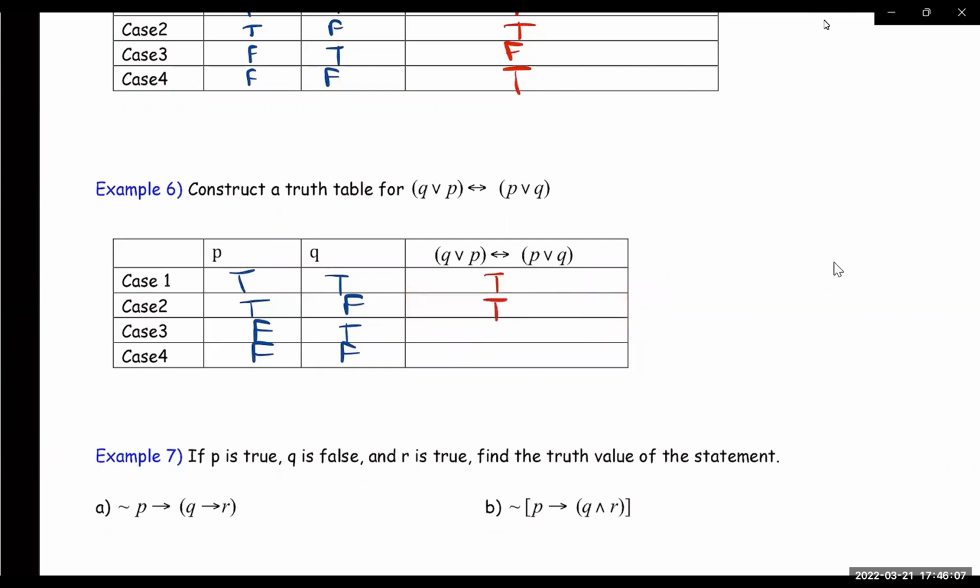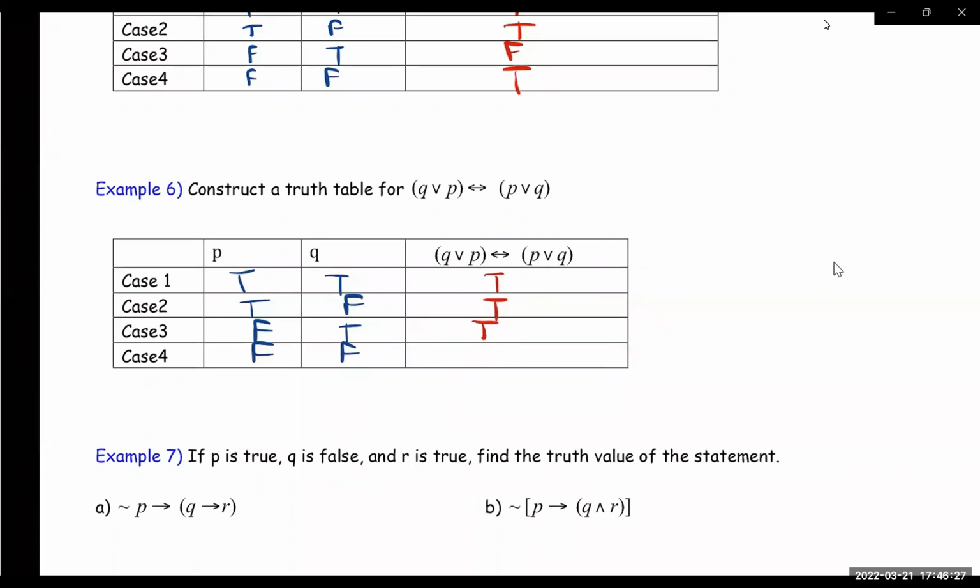All right, the next one is going to be true or false, double-sided arrow, false or true. Same thing. These are true because they're ors. True, double-sided arrow, true is true.